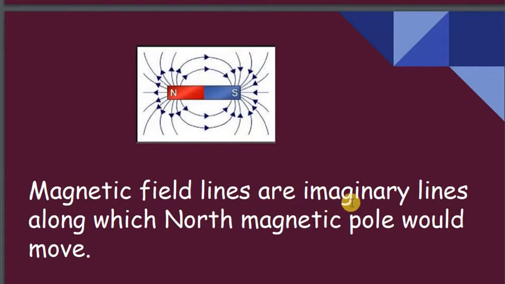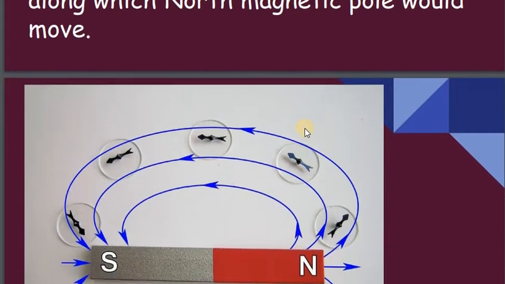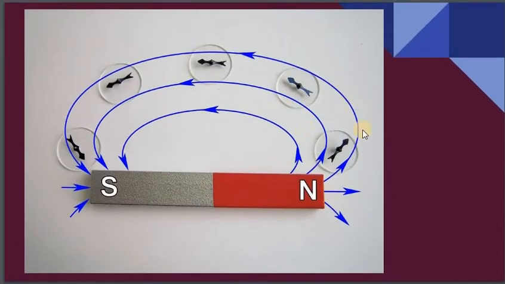So magnetic field lines are imaginary lines along which the north magnetic pole would move. So if you place the north magnetic pole here, this will move in this direction. And when you place the magnetic compass here, it will point out the direction of the magnetic field lines.